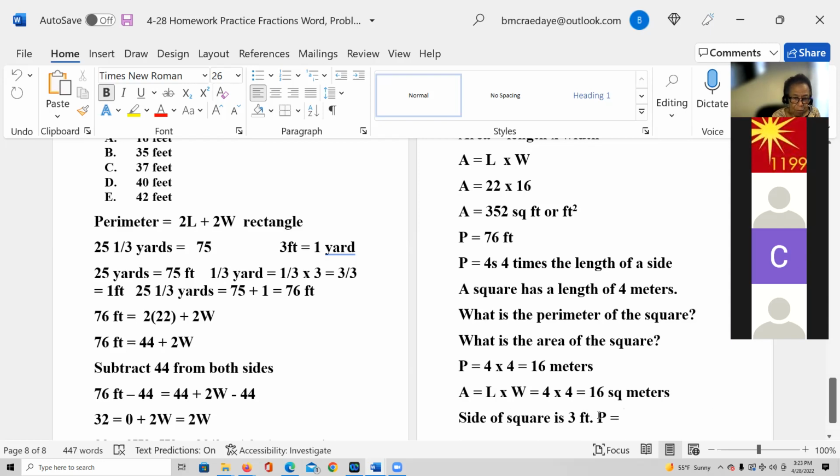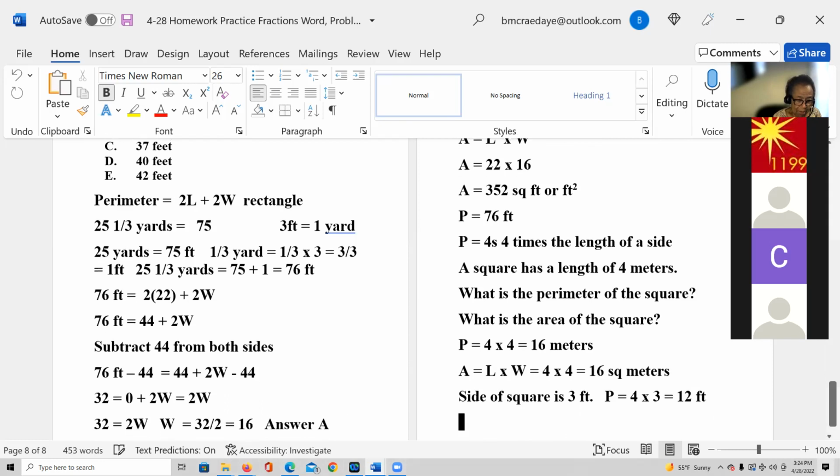You're talking about the square? Yes. The side of the square is 3 feet. I gave you one of 4 meters, now I'm telling you the side of the square is 3 feet. So what would be the perimeter? The perimeter would be 12. Yes, 4 times the length of a side, right? So it'd be 4 times 3, and that would be equal to 12 feet.